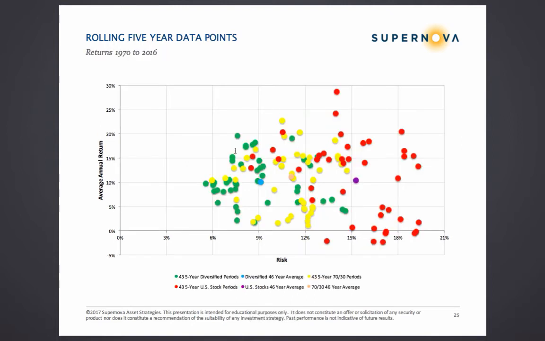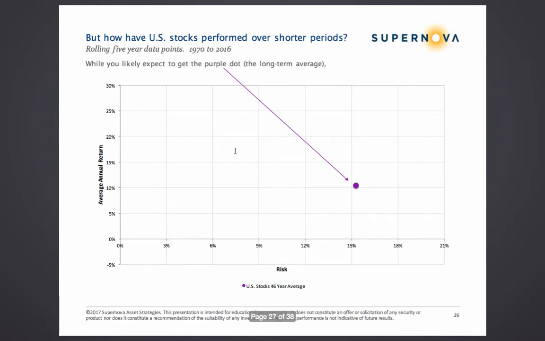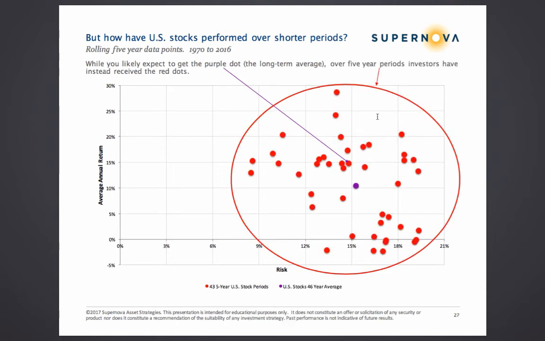We looked at 10-year data. Here's 5-year data points. Again, a similar story. What we'd like to look at is this. This is the 46-year average of U.S. stocks. And over 5-year periods, while investors might think they're going to get the purple dot, the long-term average, they in fact get a very, very wide range of outcomes. Over a 5-year period, it is very, very difficult to know what to expect when investing in U.S. stocks.